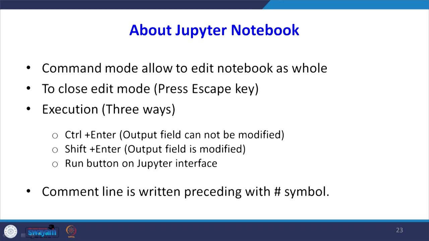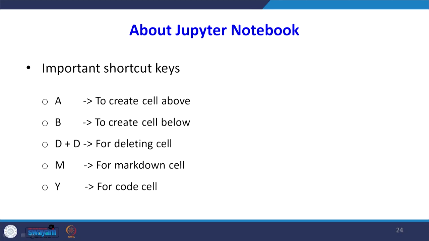A comment line is written preceded with a hashtag symbol. When you want to add some explanation about your program, you can use the hash symbol, so that it will not be executed; it is only for your understanding.